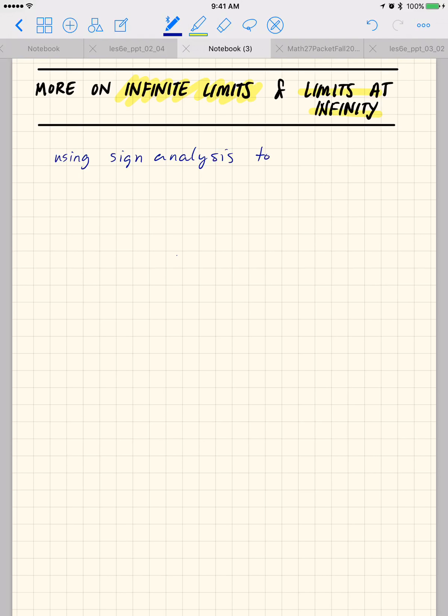to determine infinite limits for functions that are rational functions. For rational functions. Okay, so this is the first thing we're going to do, which is our infinite limits.